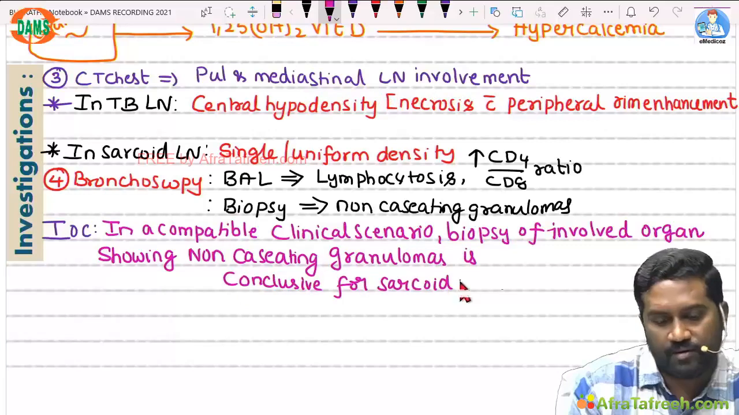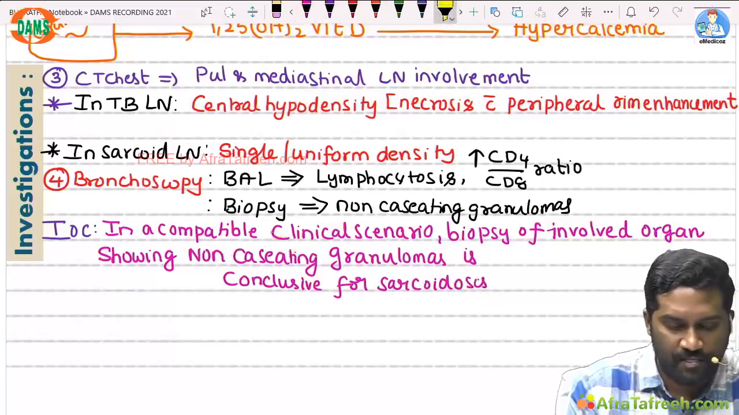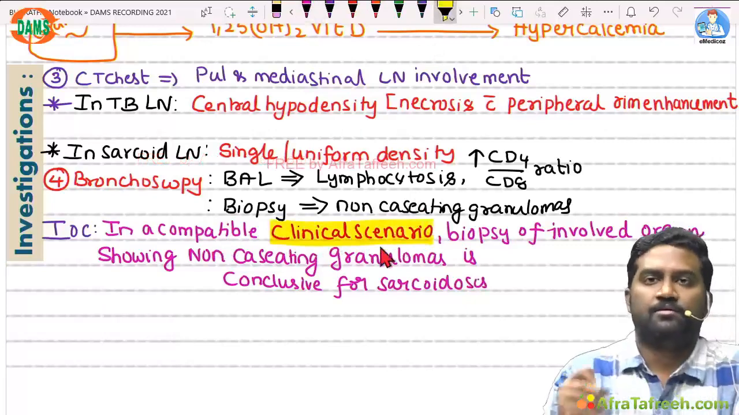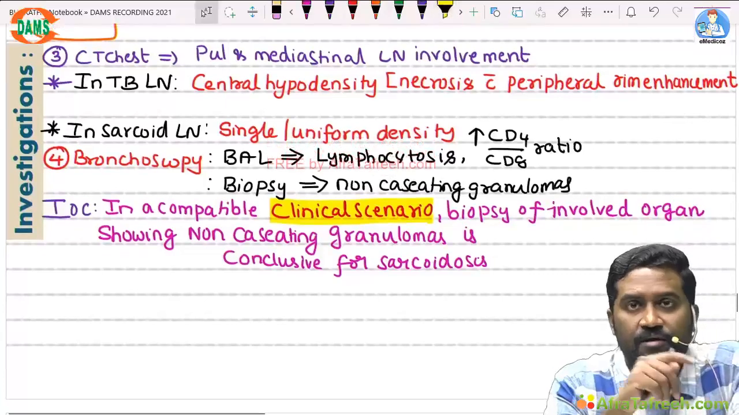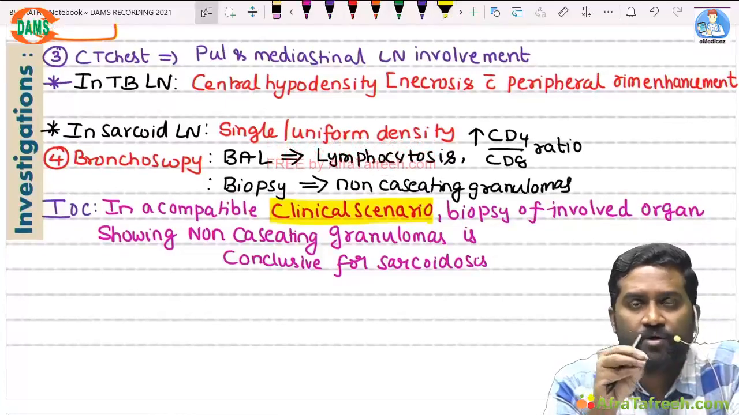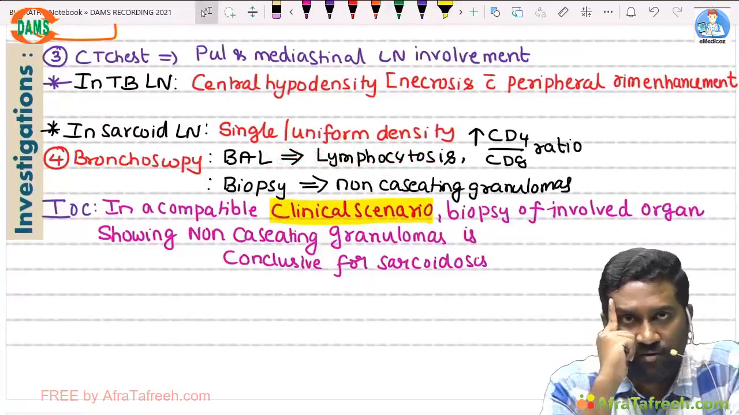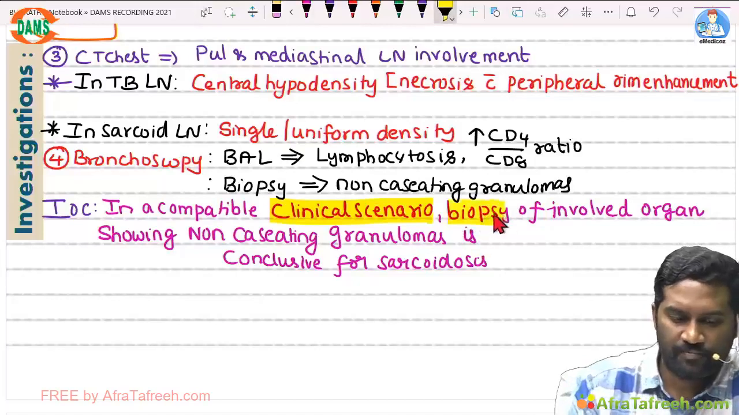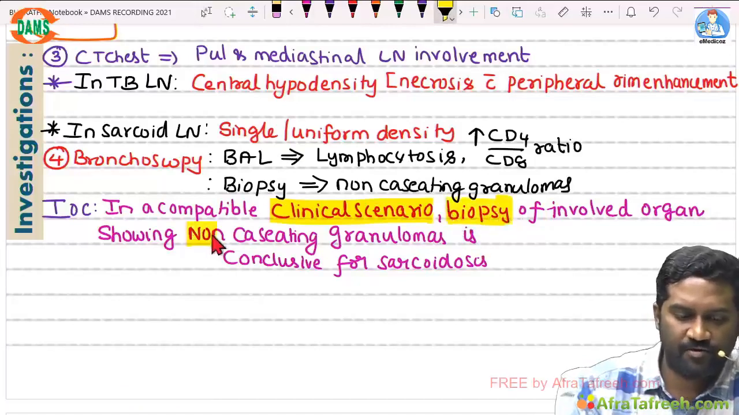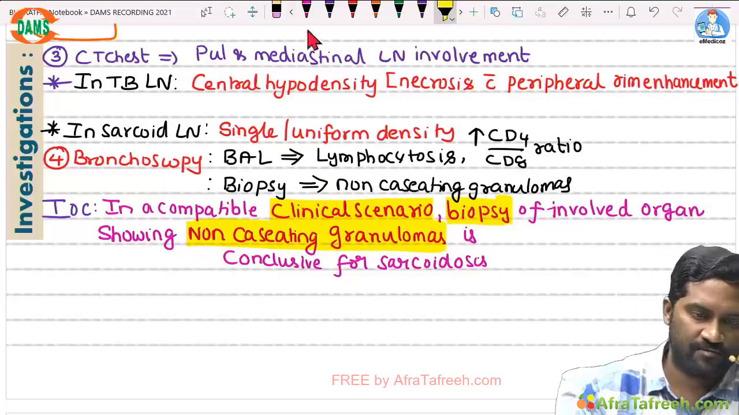Most important in diagnosis of sarcoidosis is the clinical scenario. You should suspect this patient to have sarcoidosis, and you should have ruled out all other diseases with similar presentation. Now in your mind there is only sarcoidosis. Now you have done a biopsy, and that biopsy is showing non-caseating granulomas. That will be conclusive for sarcoidosis.